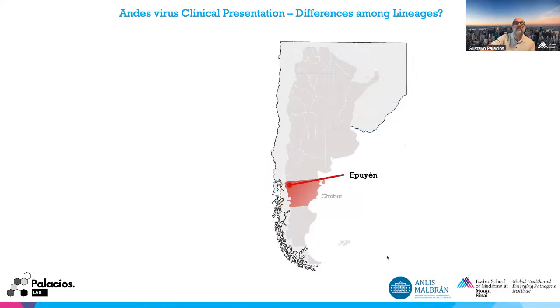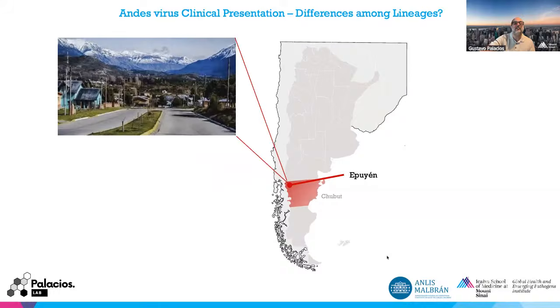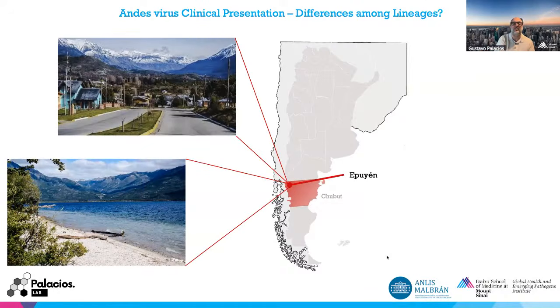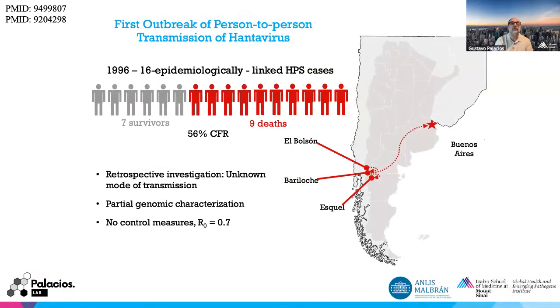So, why are we focused on that? Well, because in that area there have been two outbreaks, one in the city of El Bolsón and the other in the city of Epuyén, where we have seen human-to-human transmission. The first outbreak in 1996 involved 16 cases, 9 deaths, and a case fatality rate of up to 56%. This was only 1 year after the discovery of Andes virus, so there were really no tools to do a proper investigation at that time.